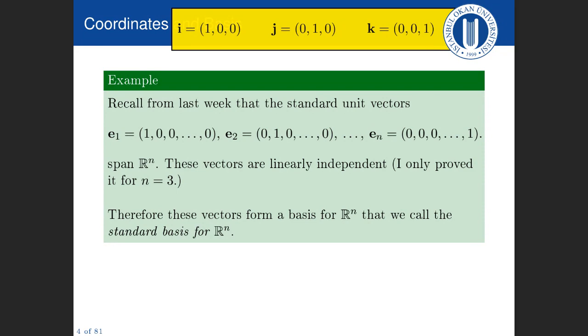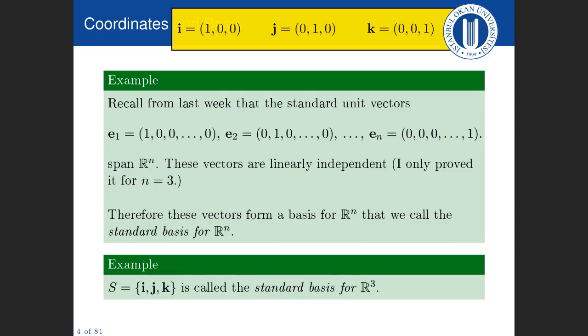Anytime we have a basis which is the most obvious one, we call it the standard basis for a vector space. So for example, the set S, which contains i, j, and k, as in the yellow box at the top, is called the standard basis for R3.